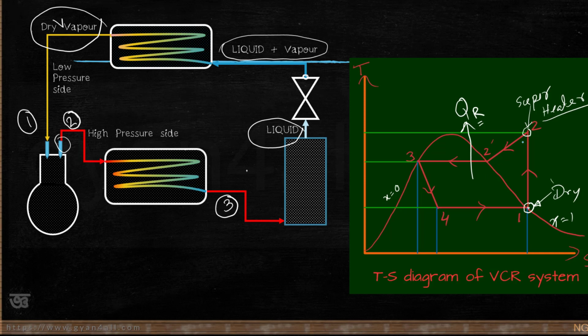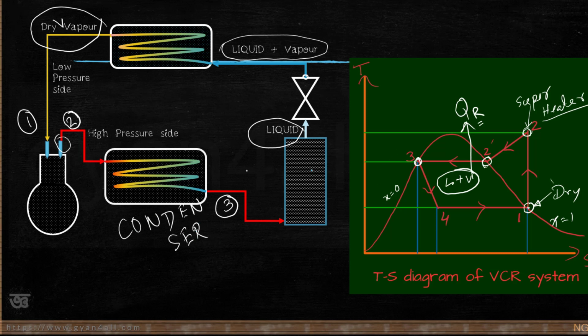Because of the rejection of the heat, superheated steam becomes dry vapor, and dry vapor gradually becomes 100% liquid. So this region is called latent heat of vaporization, and this is a mixture of liquid and vapor. Gradually if you go to the left side, the amount of liquid will increase and the amount of vapor will decrease, and at point 3 it is completely liquid. So the refrigerant coming out of the condenser is 100% liquid.